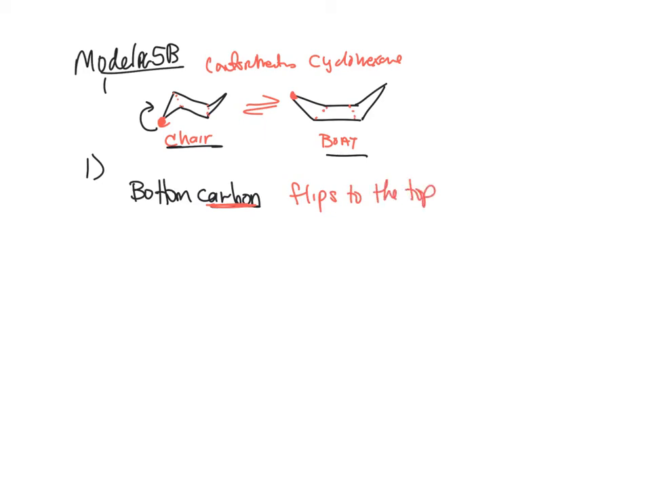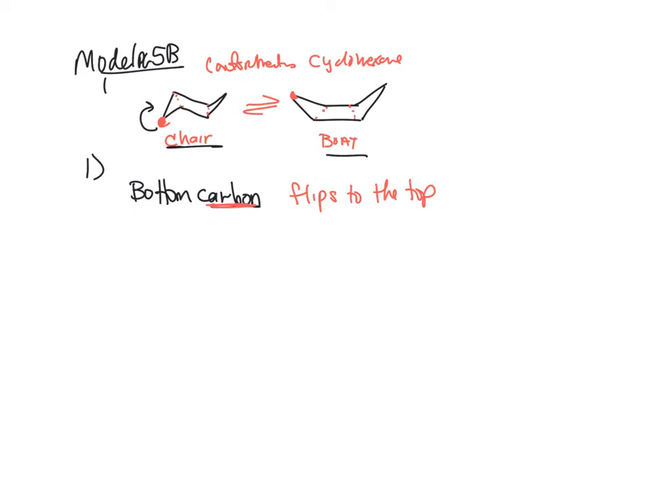All right, so you're saying here you need to make a model kit. Use your model kit. This would be a good thing for you to do, and then rotate this and see if you can actually flip with your model. Once your group reaches consensus on the above questions, predict whether the boat or the chair conformation is the most stable.